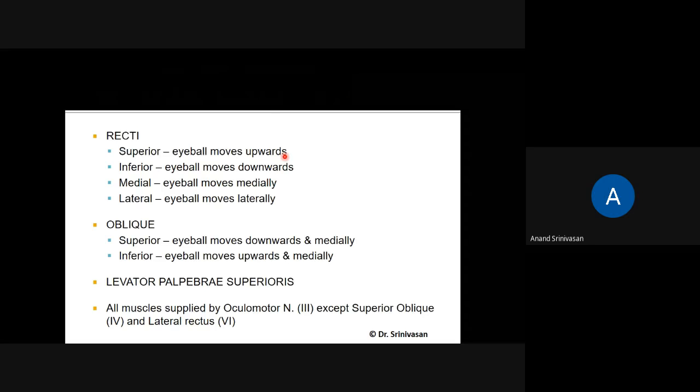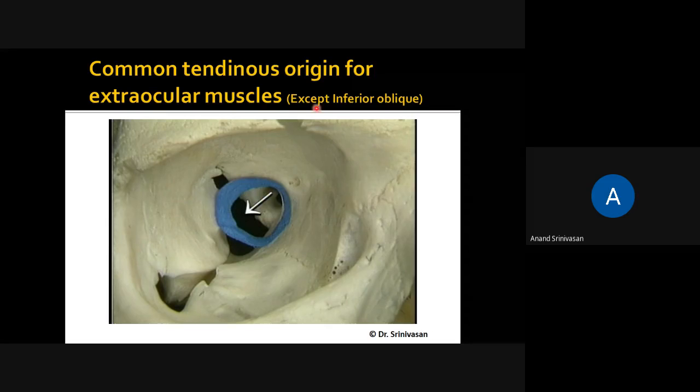Now let's see the muscles. There are four rectus muscles, two oblique muscles, and another separate special muscle for the eyelid. We will see all these muscles together now. All the extraocular muscles arise from this part of the orbit, the posterior part, this blue color, called the common tendinous origin. All the extraocular muscles arise from here except for the inferior oblique.